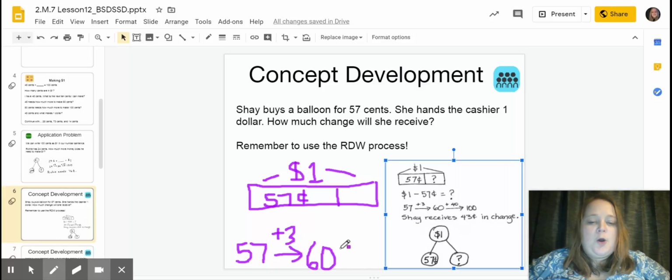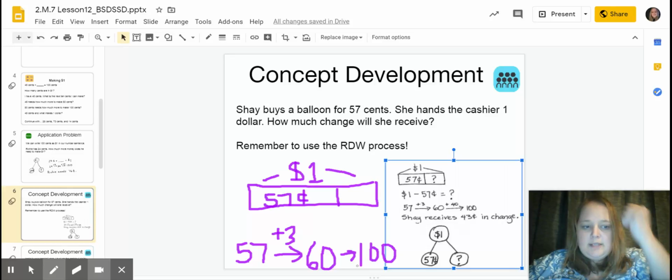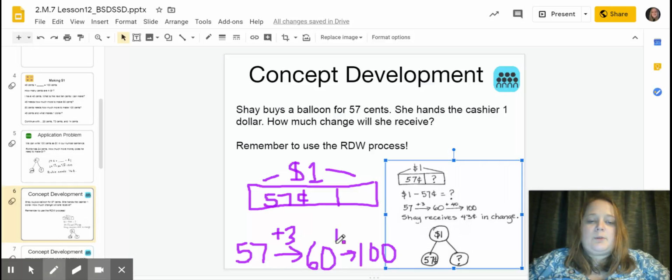Now, am I at $1 yet? No. I got to count up till I get to $1 or 100 cents, because I know that $1 and 100 cents are the same. So I'm going to start with 60 and I'm going to count up. Put 60 in your head. Count by 10, 70, 80, 90, 100. That is 40 cents. So I'm going to put plus 40. But don't forget, you got to add both of your parts. I'm going to add my 40 and my 3, which is 43. Fill it in.